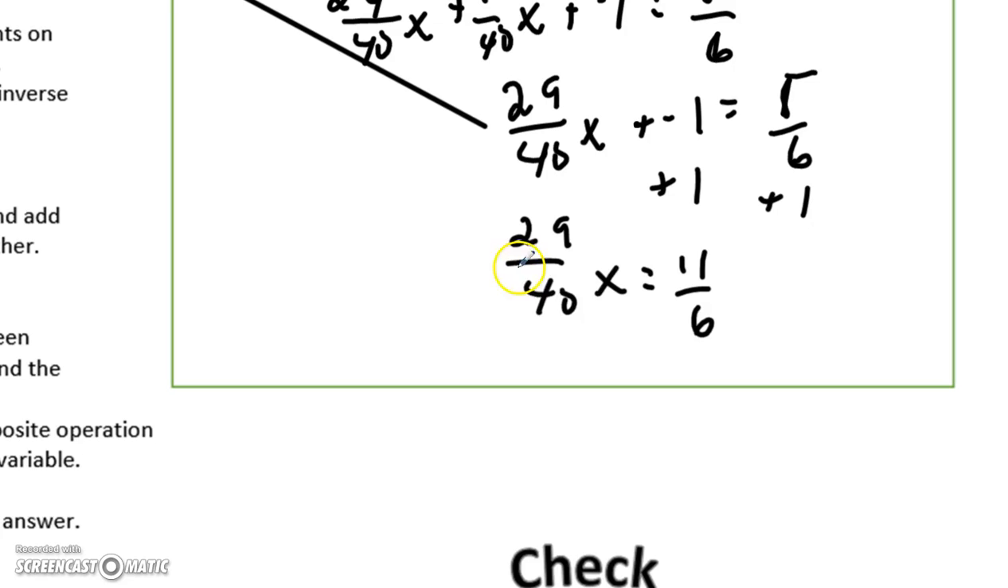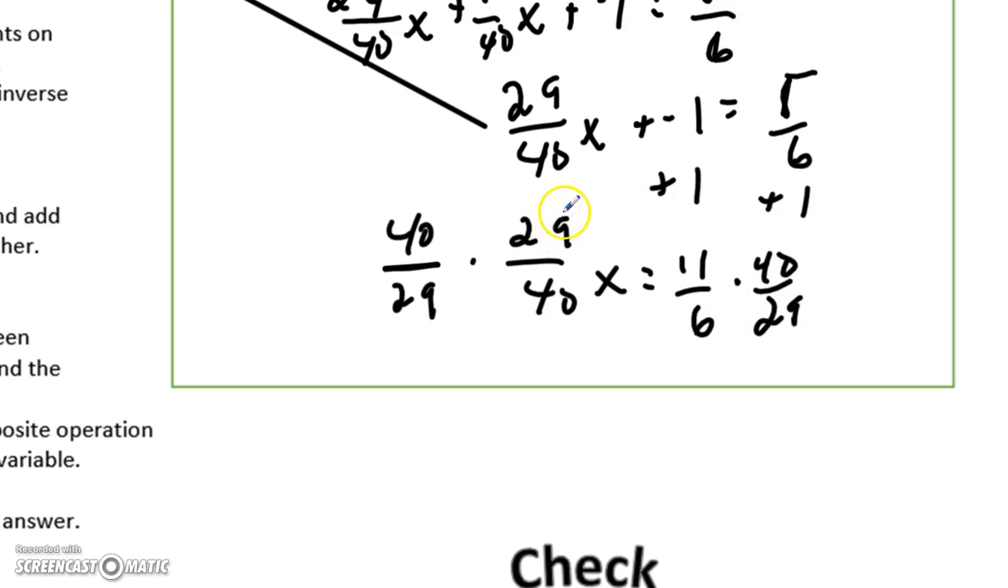The operation between the x and the coefficient here of 29/40 is multiplication. I would undo it by dividing. But when we divide by fractions, it's really the same as multiplying by the multiplicative inverse. So I'm going to multiply each side by 40 over 29.